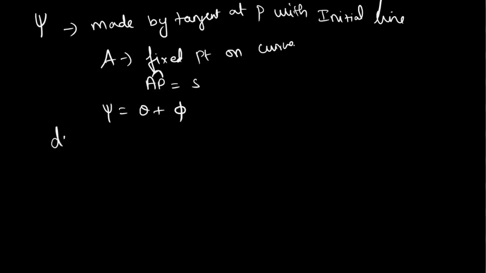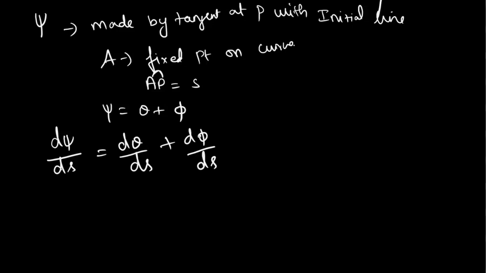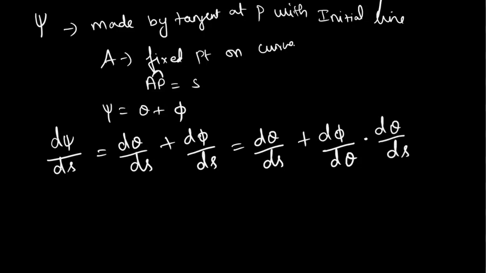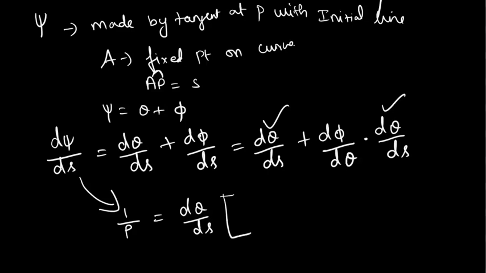If I differentiate this with respect to S, I can write this as d theta by ds plus d phi by ds. Now the first one I'll keep as it is, d theta by ds. This d phi by ds, I'm going to differentiate d phi with respect to d theta and then d theta with respect to ds, like a chain rule. Now if I substitute, already we know that d psi by ds is nothing but 1 by rho. On the right hand side I can take d theta by ds common. This is 1 by rho. This d theta by ds is there in both the terms. If I take this common, what I will get? 1 plus d phi by d theta.